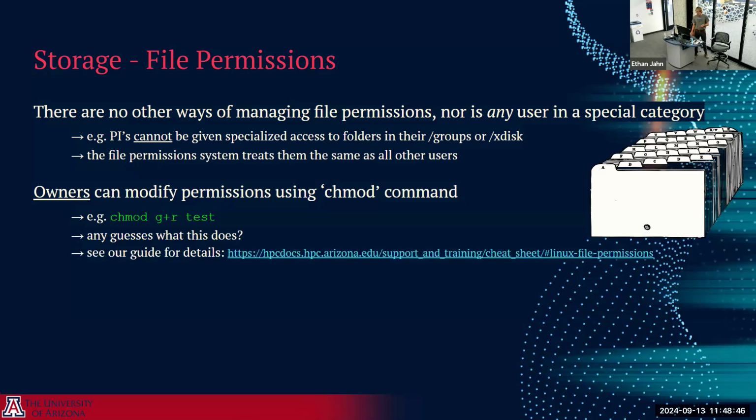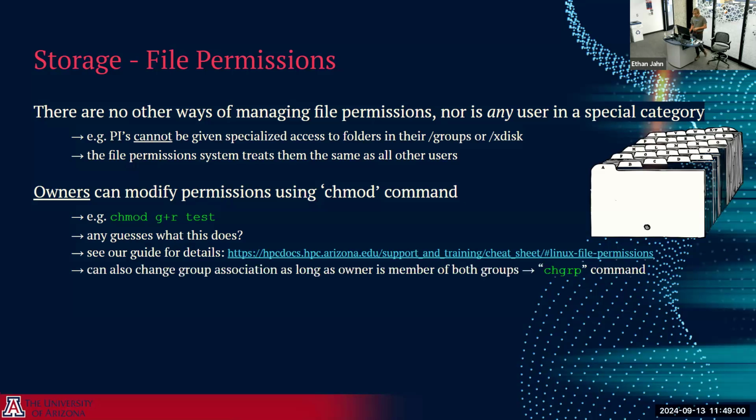We have a full guide on Linux file permissions in our documentation, so follow that link to find more information there. Of course, we're not going to get into every detail of it right now, just trying to give you a general overview. Owners can also change a group association as long as the owner is a member of both groups, using the chgrp or change group command.